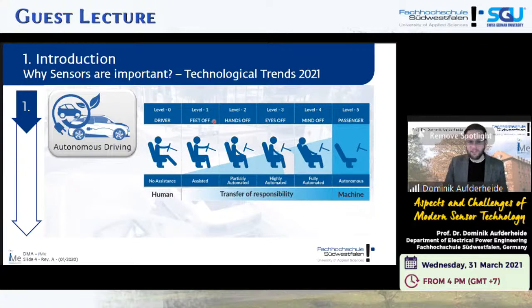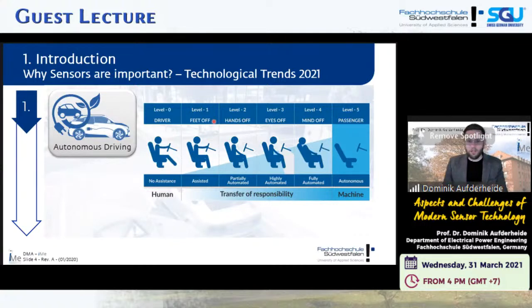For example, in level one, they say this is the level where we can forget about our feet. That means that the car is at least able to increase the velocity, decrease the velocity, brake automatically, things like that. Here you already know that there are assistants available in modern cars which can do things like that. So you all know about cruise control, about adaptive cruise control, where the distance to the car in front of you is tried to be kept at a constant level. But this is not yet autonomy, it's just an assistance system.